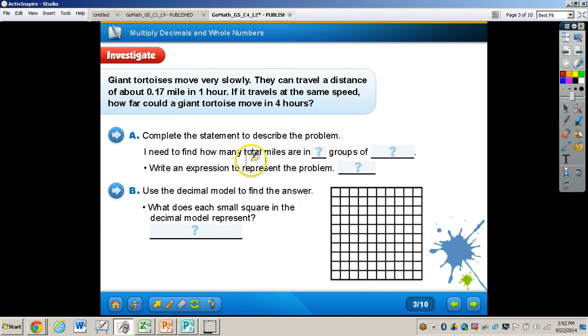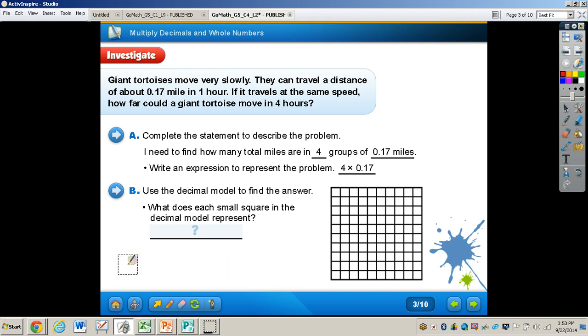I need to find out how many total miles are in 4 groups of 17/100ths miles. Why is that? We know it moves 17/100ths of a mile in 1 hour, and it's traveling a total of 4 hours. Now, the expression to represent the problem, we take 4 times 17/100ths.